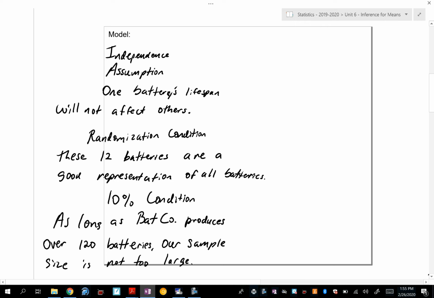Okay, so again, back to what we just said earlier. Is that really any different? No, that's the same, but here's where it gets different. Okay? So instead of doing a sample size assumption like we did with proportions, now we have the normal population assumption.